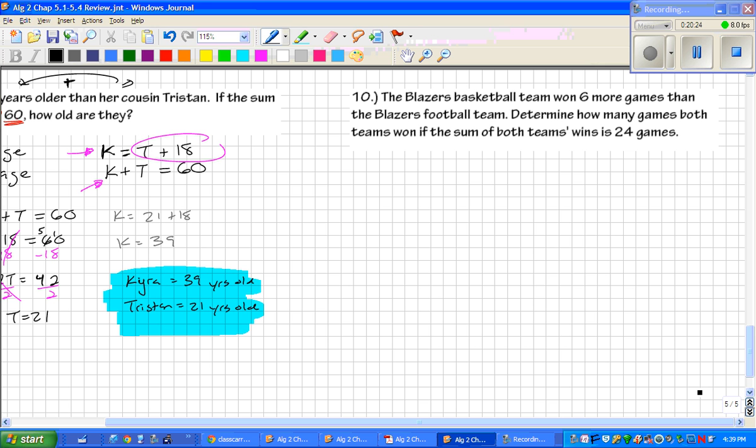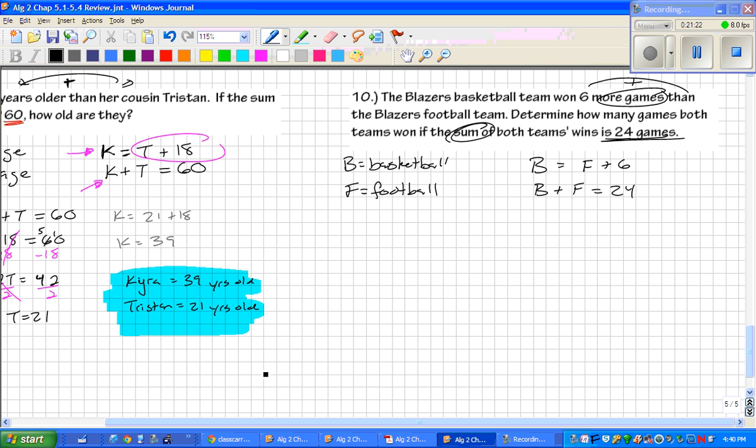All right, last one. The Blazers basketball team won 6 more games than the Blazers football team. So we're talking about basketball and football. So I'm going to do B for basketball and F for football. So the Blazers basketball team won 6 more games than the Blazers football team. Determine how many games both teams won if their sum is 24. Okay, so the basketball team won 6 more than the football team. Okay, so more than, it's add, but we have to switch those two around. And now the sum of those two is 24.